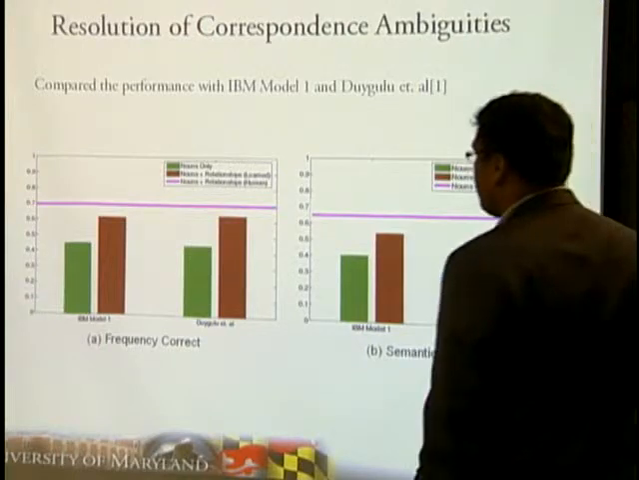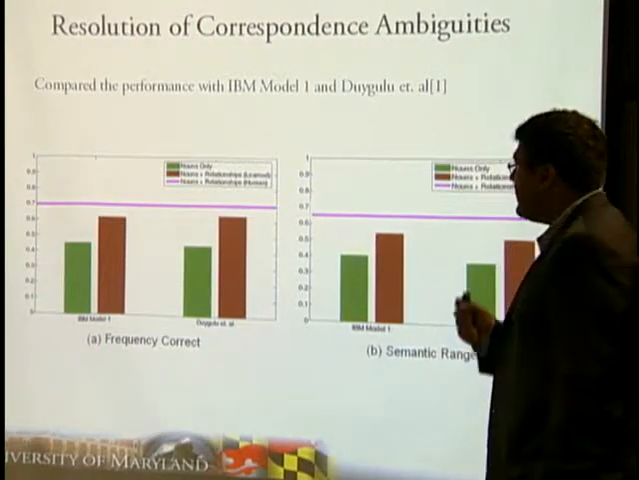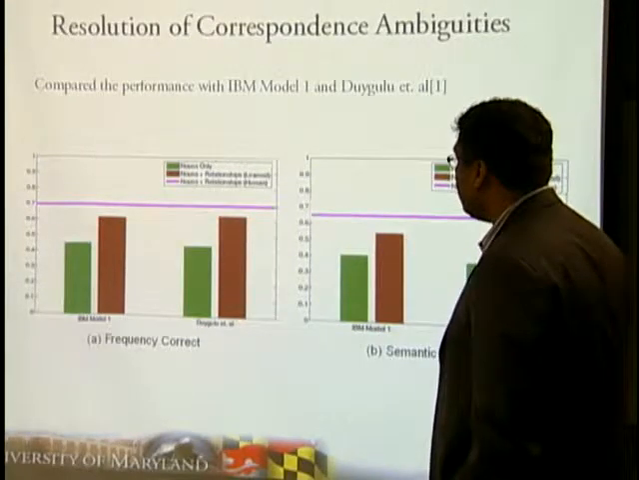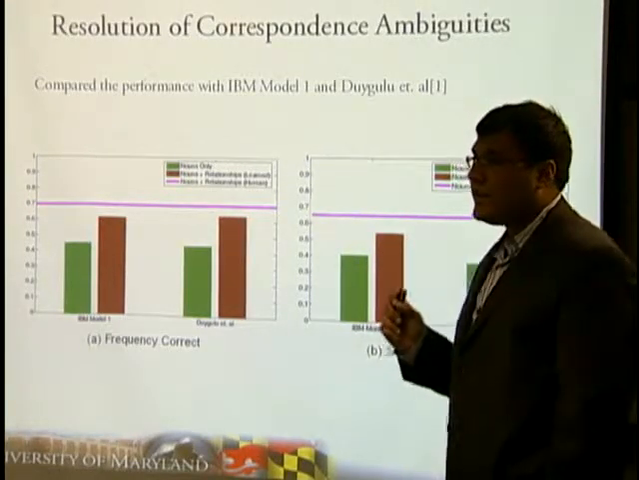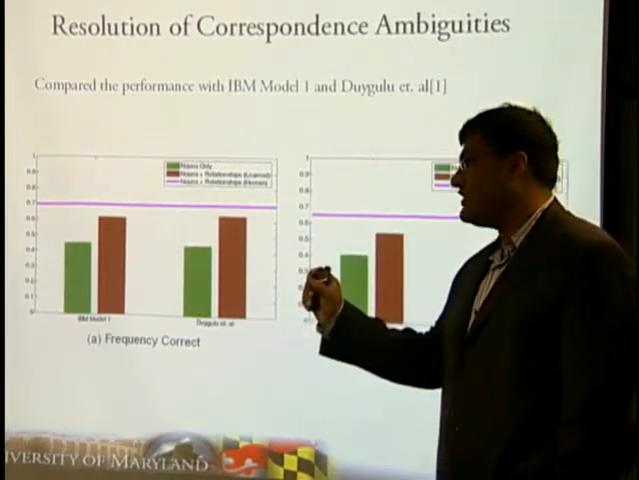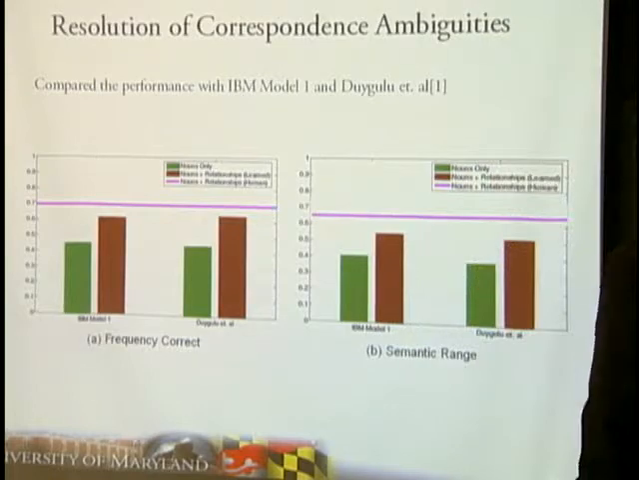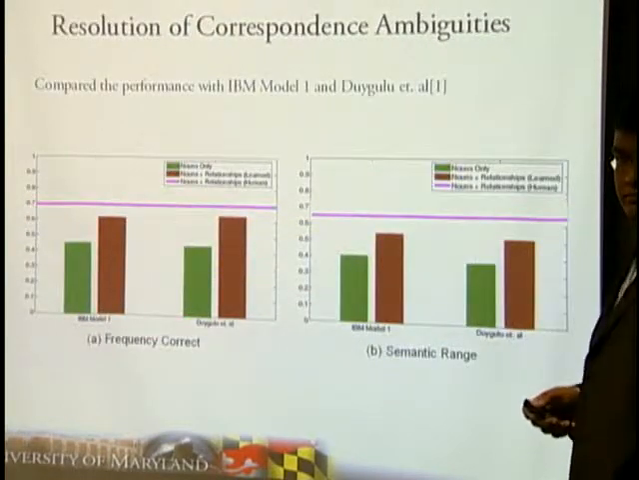Now one of the interesting things to observe is this magenta line. This magenta line indicates the performance of our approach when the relationships are not learned but are specified by humans. That is, a human specified that above means differences in y values, or left means differences in x values, and so on. So what is semantic range?